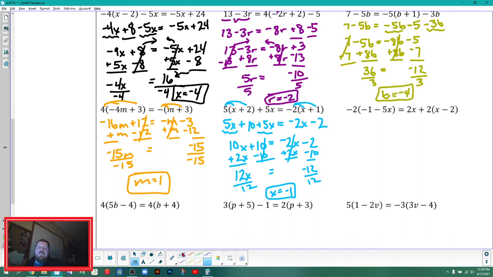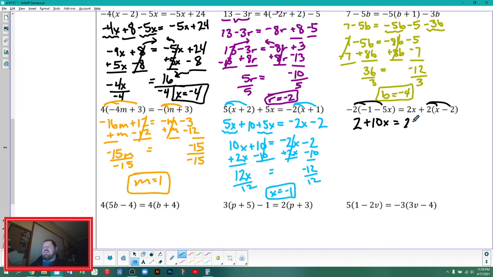Okay. Let's go back up here. We've got a lot of negatives in this one, but we might not end with a lot of negatives. Got some distributive property to deal with first. -2 times -1 is positive 2. -2 times -5 is positive 10x.